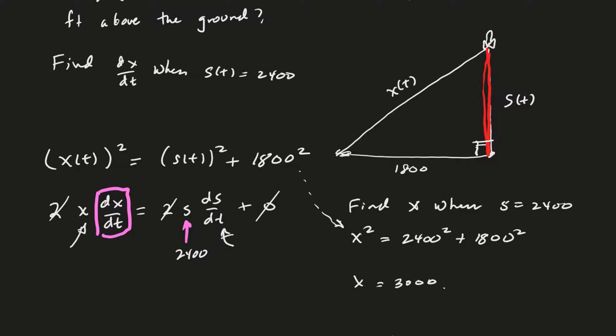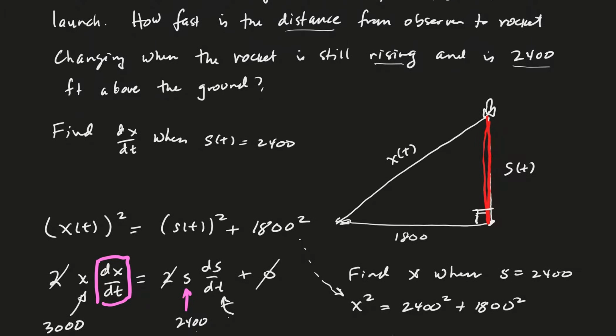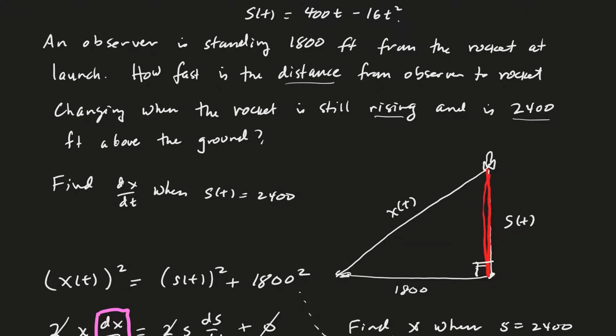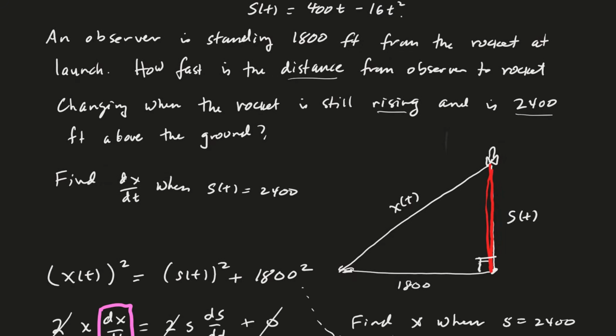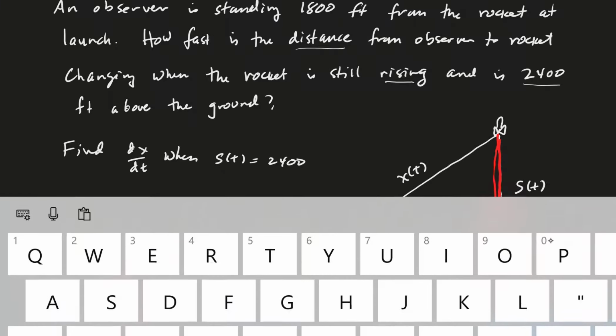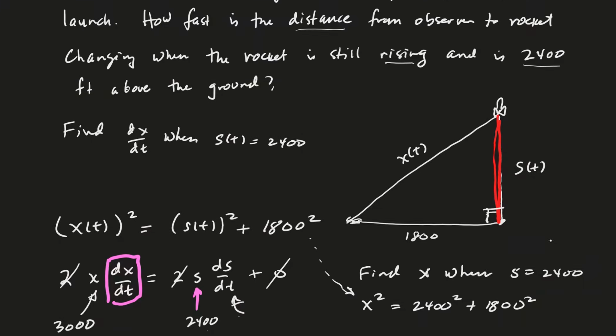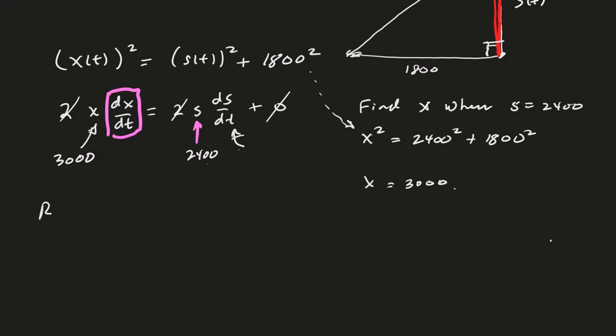Good. All right. So I've got 3000 here for this one, and I've got 2400 there. I just need ds over dt now. So that's easy to compute. I know what S of t is, right? Up there. So maybe I should write it down here. Recall, S of t is equal to 400t minus 16t squared. Good. So ds over dt is equal to 400 minus 32t.